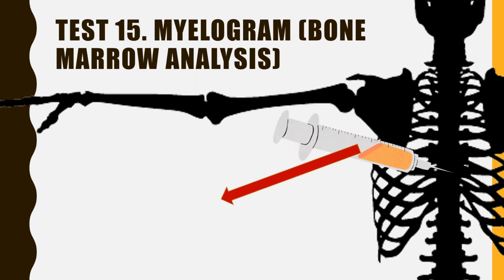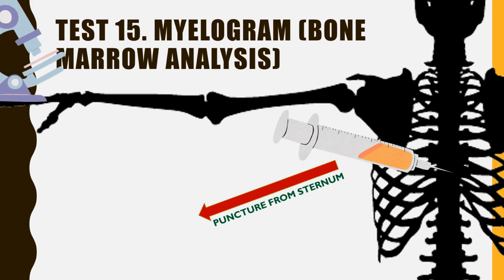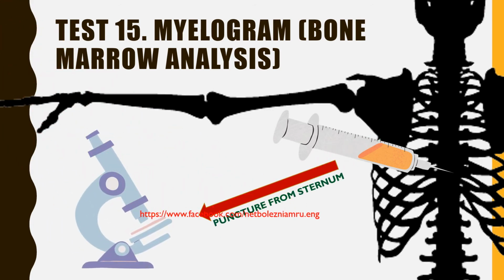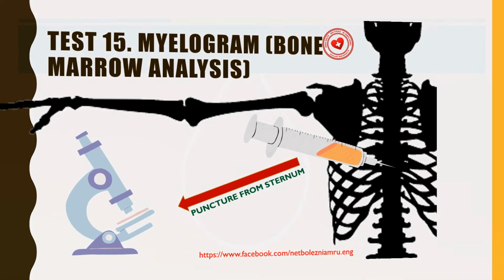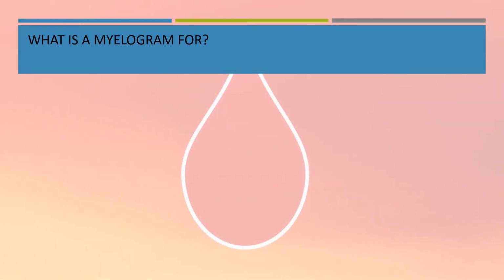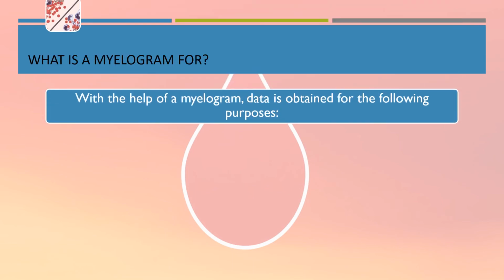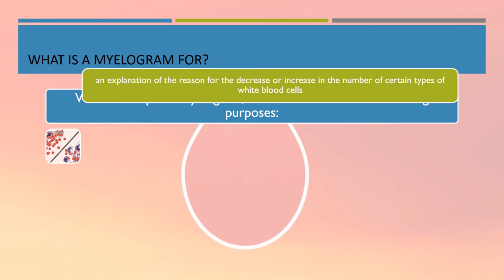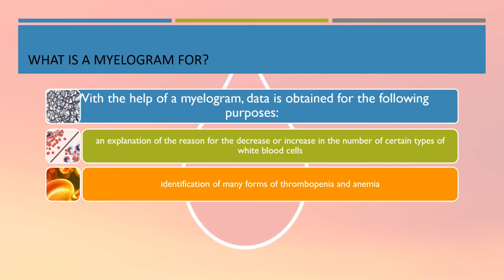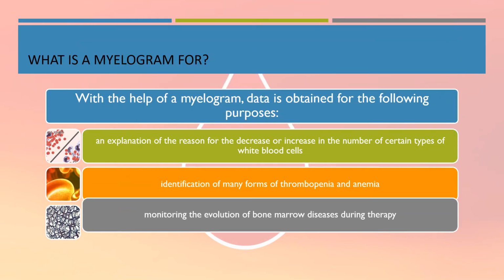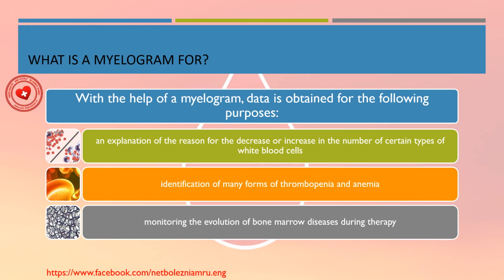Test 15. Myelogram, bone marrow analysis. This type of examination is done by puncturing a small amount of bone marrow at the level of the sternum and analyzing it under a microscope after coloring. What is a myelogram for? With the help of a myelogram, data is obtained for the following purposes: an explanation of the reason for the decrease or increase of the number of a certain type of leukocytes, identification of many forms of thrombopenia and anemia, and monitoring the evolution of a bone marrow disease during therapy.